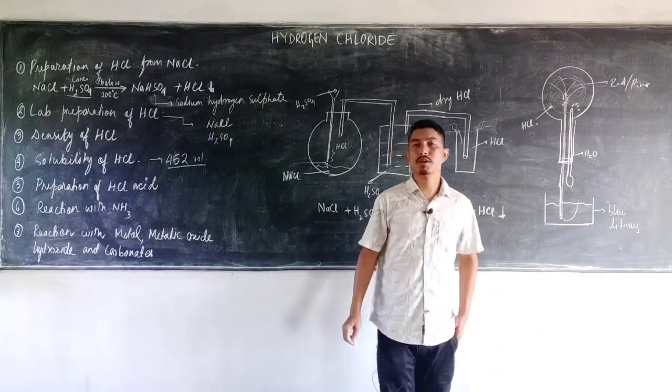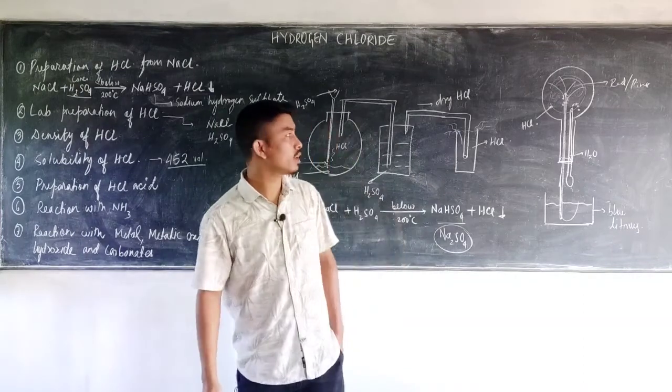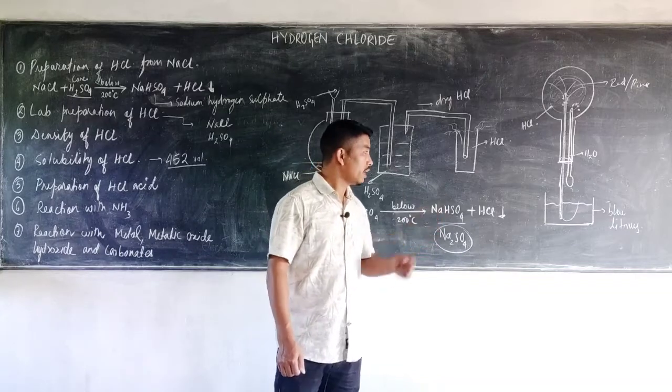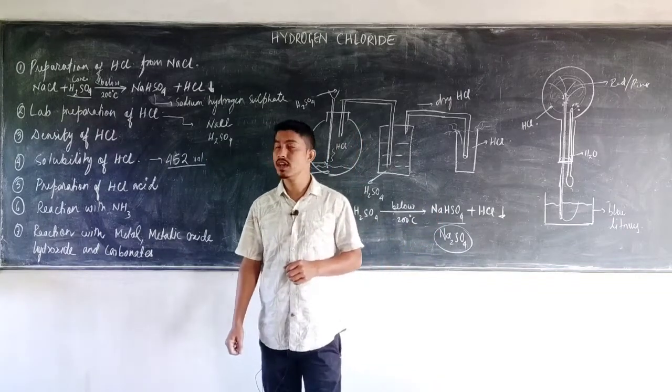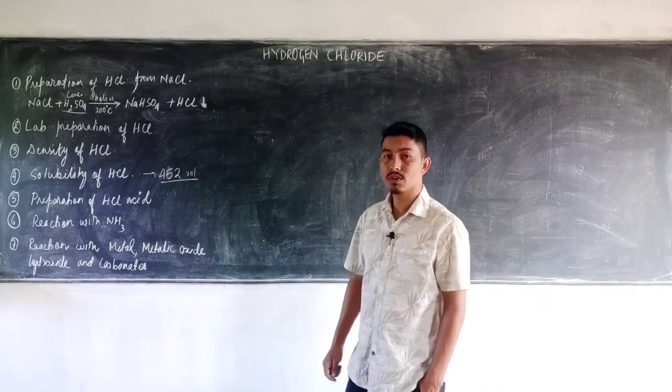The fountain experiment basically demonstrates two characters of the HCl gas. The first one, it is highly soluble in water, and the second one, this HCl gas is also acidic in nature. Now coming to the next topic, the preparation of hydrochloric acid.